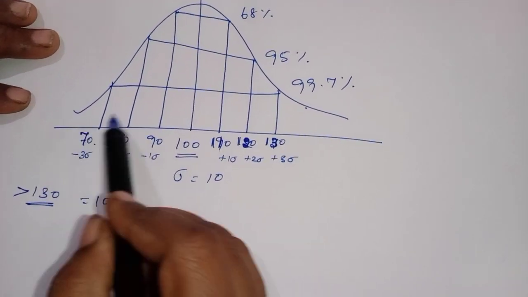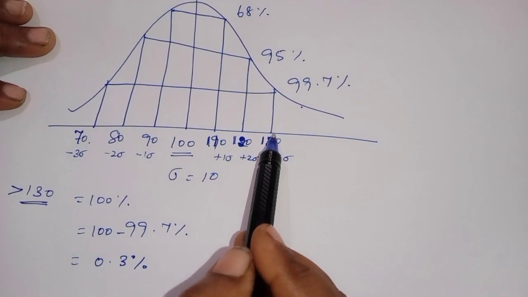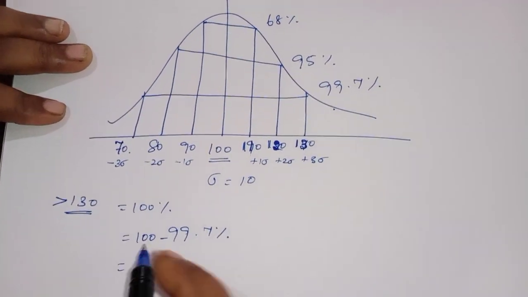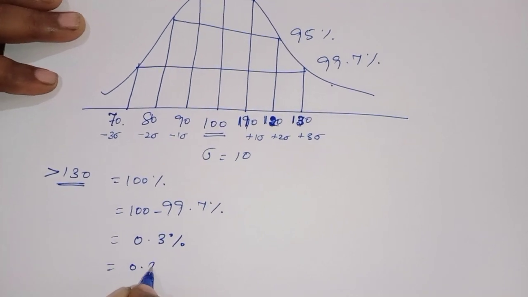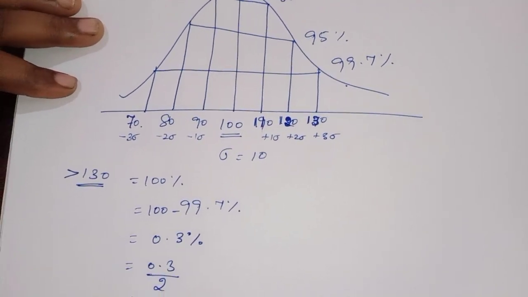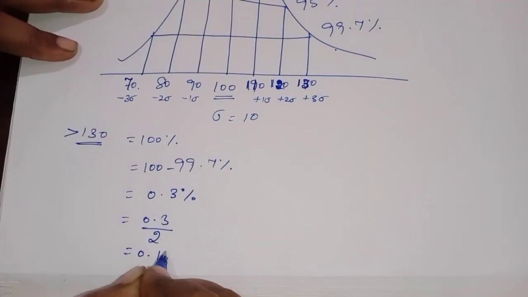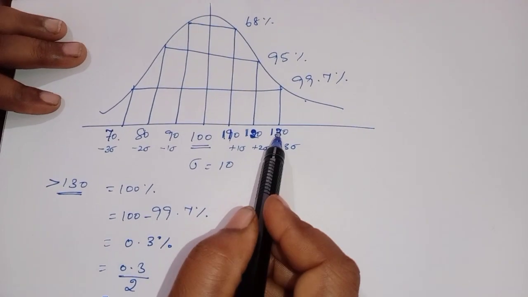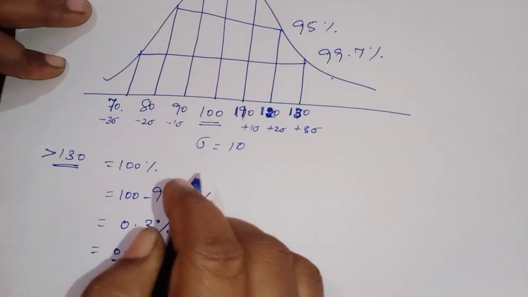Since this 130 is situated in the positive tail, what we have to do is divide 0.3% by 2, that is 0.15. So 0.15% is the chance of getting above 130 IQ. So this is the way we can apply this normal distribution.